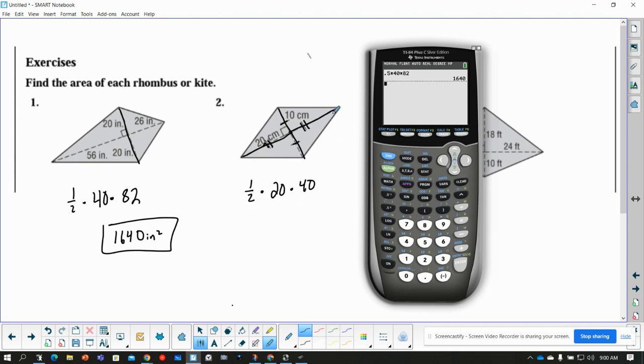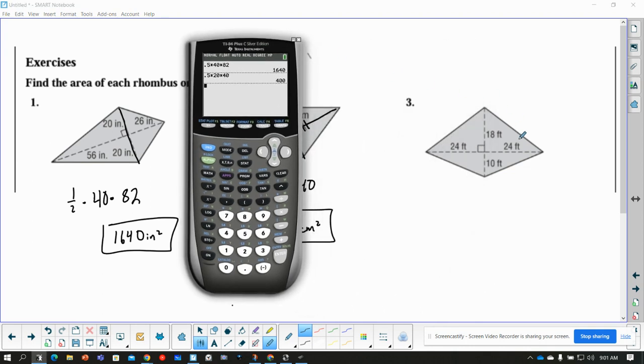So the formula for the area of a rhombus, 1/2 diagonal 1 times diagonal 2. So 0.5 times diagonal 1 times diagonal 2, 400. And this is centimeters, so it'd be centimeters squared.